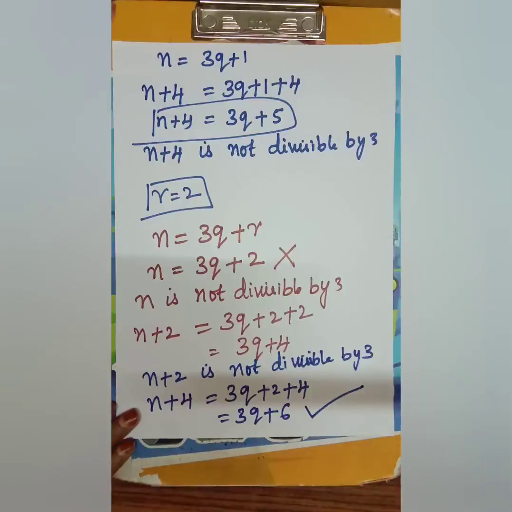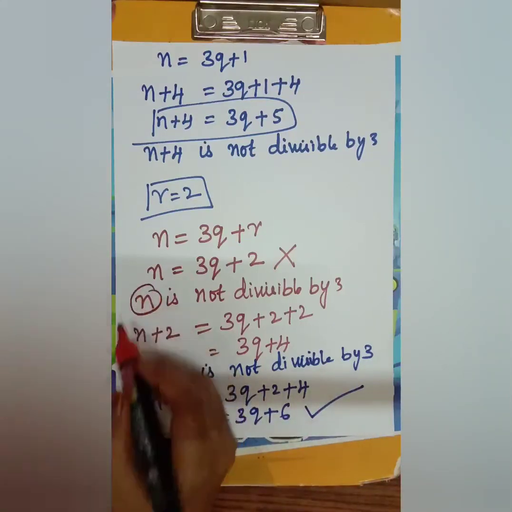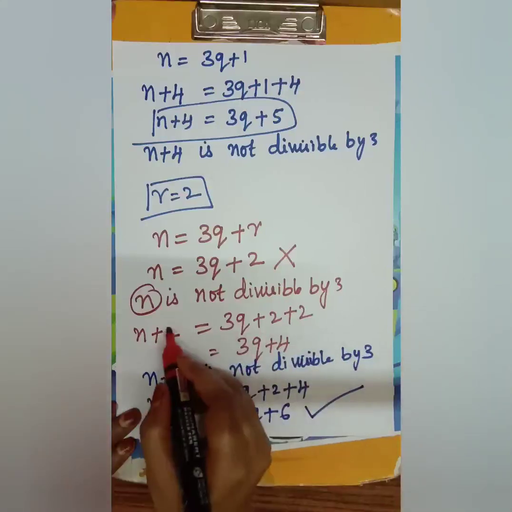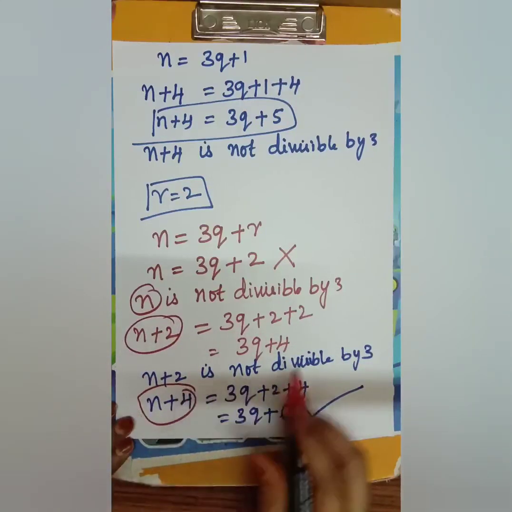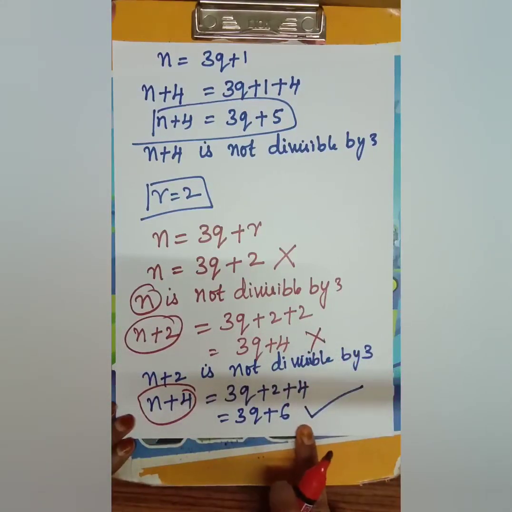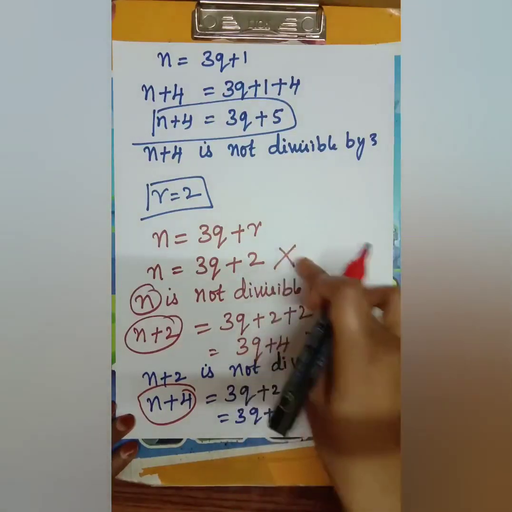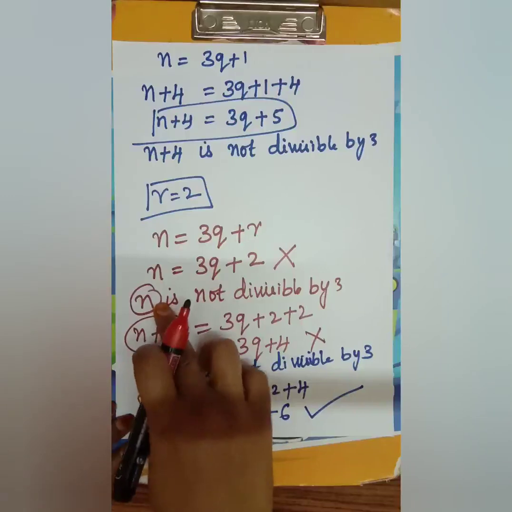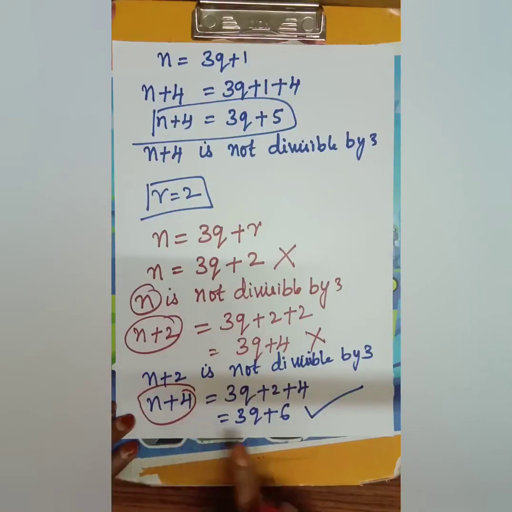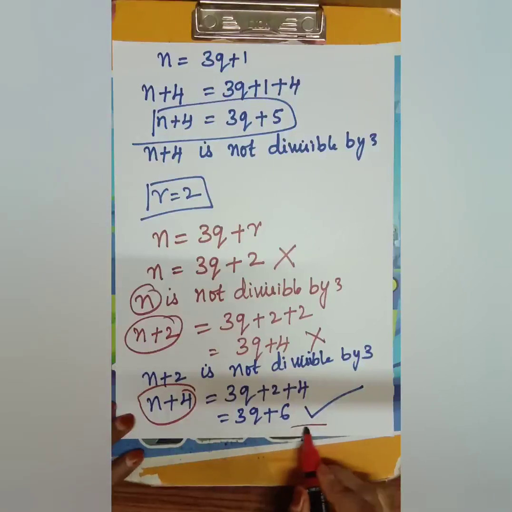That means out of these 3, that is n, n plus 2 and n plus 4, only 1 is divisible, that is 3q plus 6. These two are not divisible, that is 1 and only 1 out of n plus 2 and n plus 4 is divisible by 3. Here the problem ends.